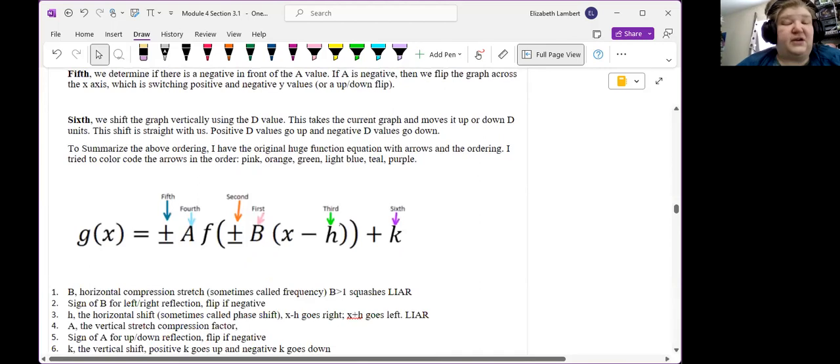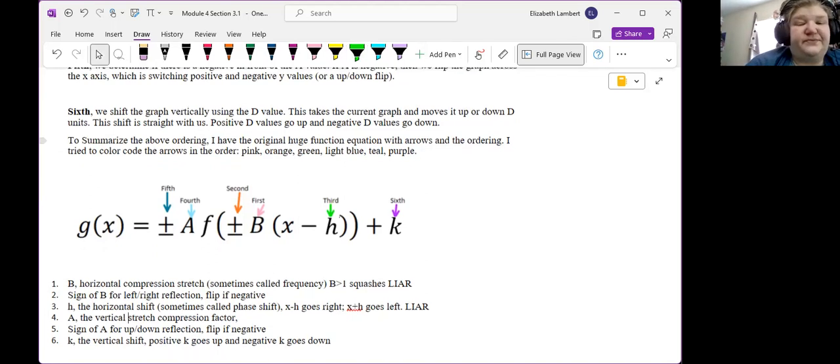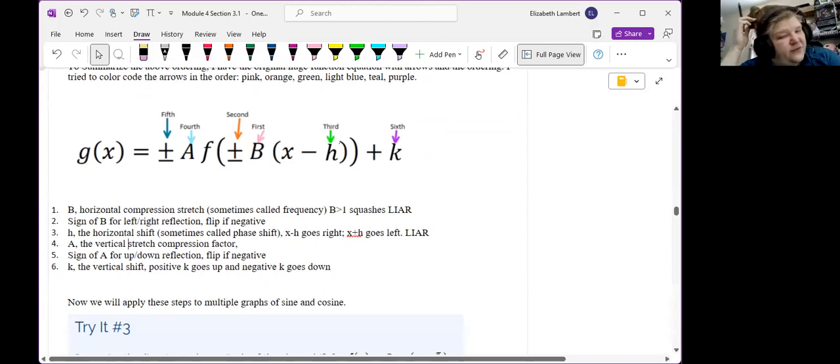So I have here a picture of what I nicknamed my Franken function, and I have labeled the order that you consider these things. So notice everything inside the function happens before everything outside the function. So when we start with our graph, we're going to figure out all the horizontal changes, then we apply the function and consider all the vertical changes. And then I have like a shortened down version with multiple steps.